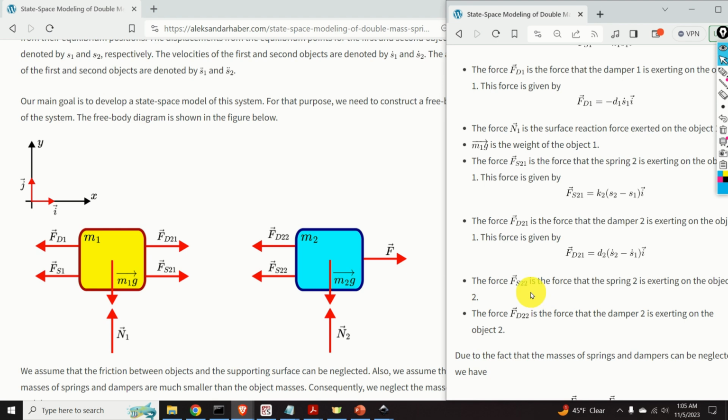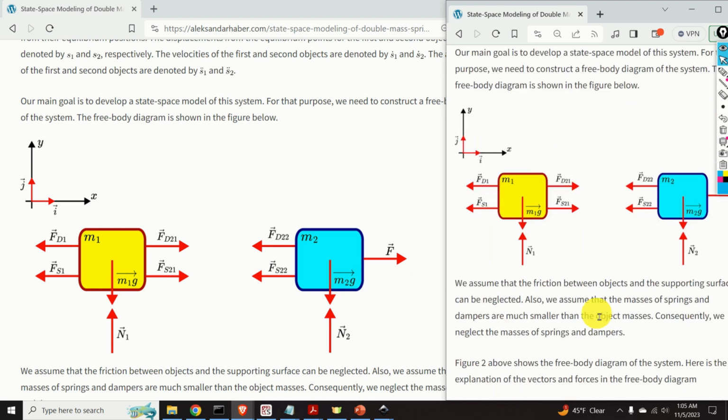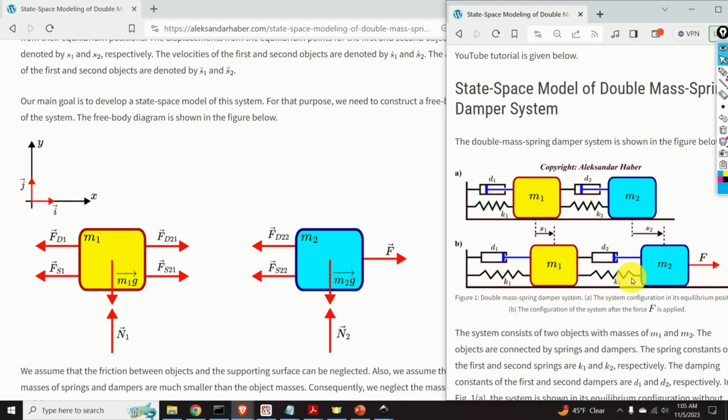Similarly, the force Fs22 is the force that the spring 2 is exerting on the second object. Similarly, Fd22 is the force that the second damper is exerting on the second object. And we also have m2g, that's the weight of the second object, where m2 is the mass of the second object, N2 is the surface reaction force acting on the second object, and F is an external force applied to the second object.